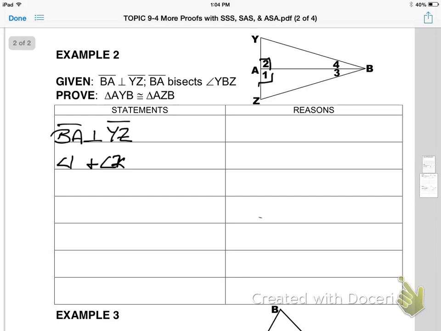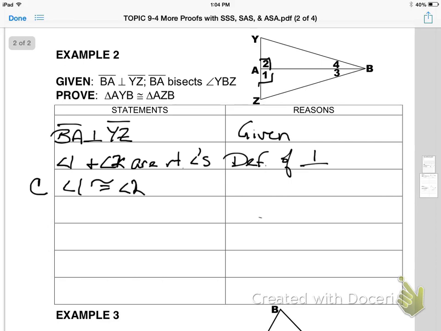are right angles. And our reason here, the first one is that it's given. Second is the definition of perpendicular. Okay, but then we can get a congruency statement. Angle 1 is congruent to angle 2, because all right angles are congruent. They're all equal to 90 degrees.